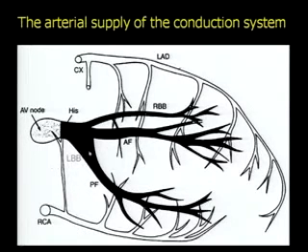The left bundle, conventionally we talk about two fascicles. We know that the left bundle is more than two fascicles, but we'll stick to the two fascicular concept of the left bundle. And if you look at the left bundle, the anterior fascicle is supplied by the left anterior descending artery. If you look at the posterior fascicle, which is more resilient, it is supplied predominantly by the right coronary artery. This is very important to remember.